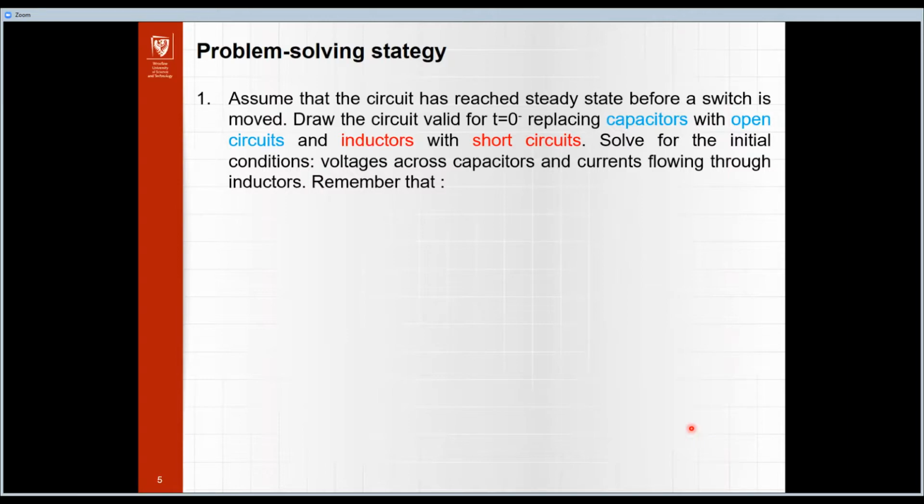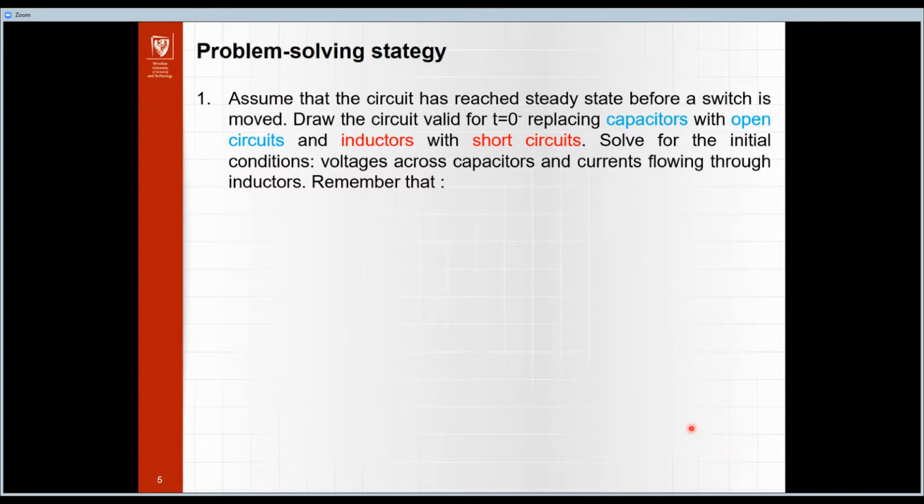Now we are talking about the problem solving strategy in electric circuits. Firstly, we assume that the circuit has reached a steady state before a switch is moved. So it is connected with, for example, the circuit which was presented before. And firstly, we should draw the circuit valid for t less than 0, replacing capacitors with open circuits and inductors with short circuits. After that, we solve for the initial conditions.